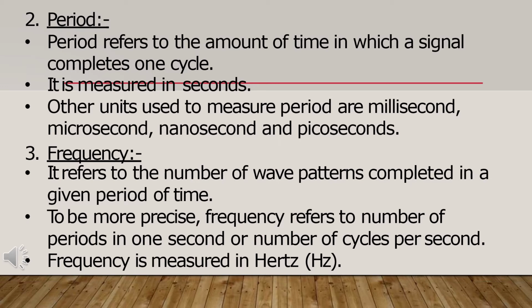The third important characteristic of the analog signal is frequency, right? Frequency refers to the number of wave patterns completed in a given period of time. To be more precise, frequency refers to the number of periods in 1 second, or the number of cycles per second, and it is generally measured in hertz.